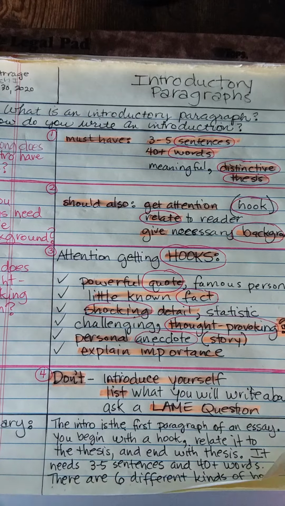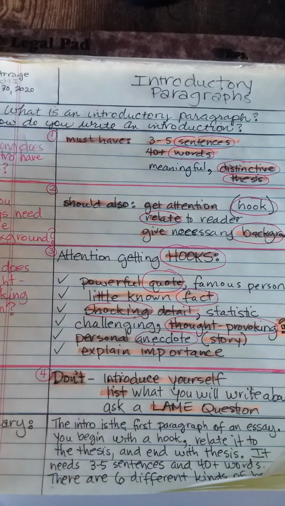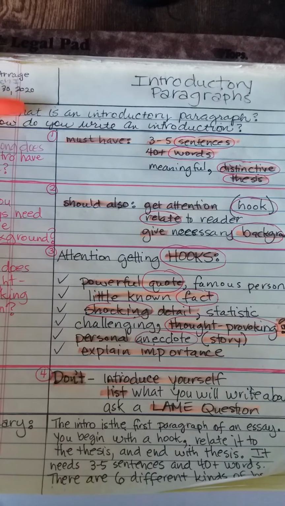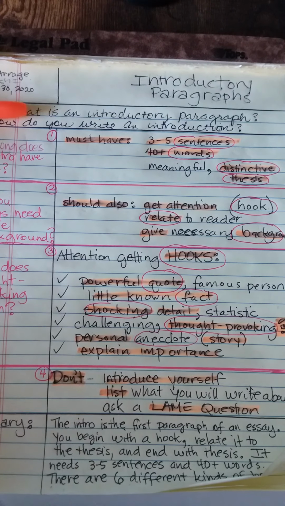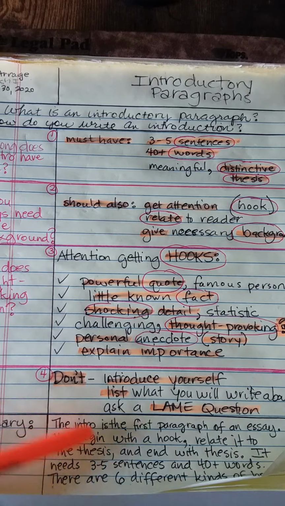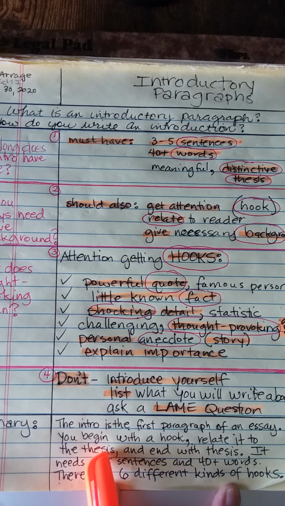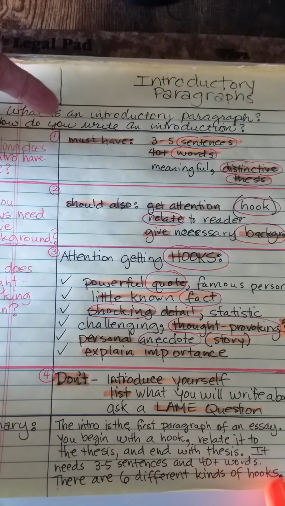So to write my summary, step 1 is to reread my essential questions. They're at the top. What is an introductory paragraph? How do you write an introduction? What I'm supposed to do first in my summary is answer that. I like to give 2 essential questions, especially since in distance learning we're doing a semester twice as fast. So here are my answers. The intro is the first paragraph of an essay. You begin with a hook, relate it to the thesis, and end with your thesis. So now I answered those 2.